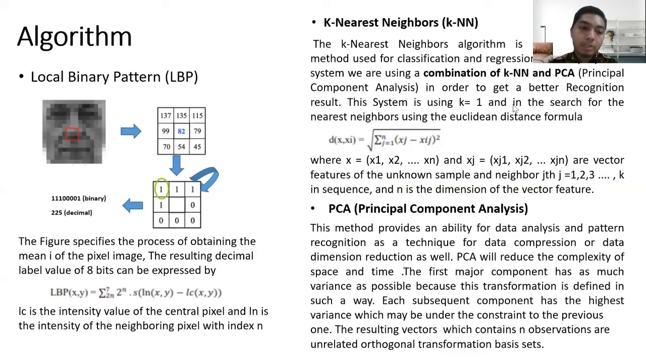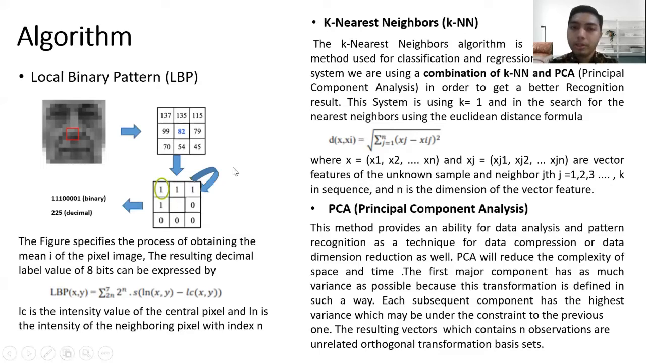These figures specify the process of obtaining the mean. E is the pixel that we want to process, and the resulting decimal label value of 8 bits can be expressed by the following formula, where LC is the intensity value of the central pixel, and M is the intensity of the neighboring pixel with index M.